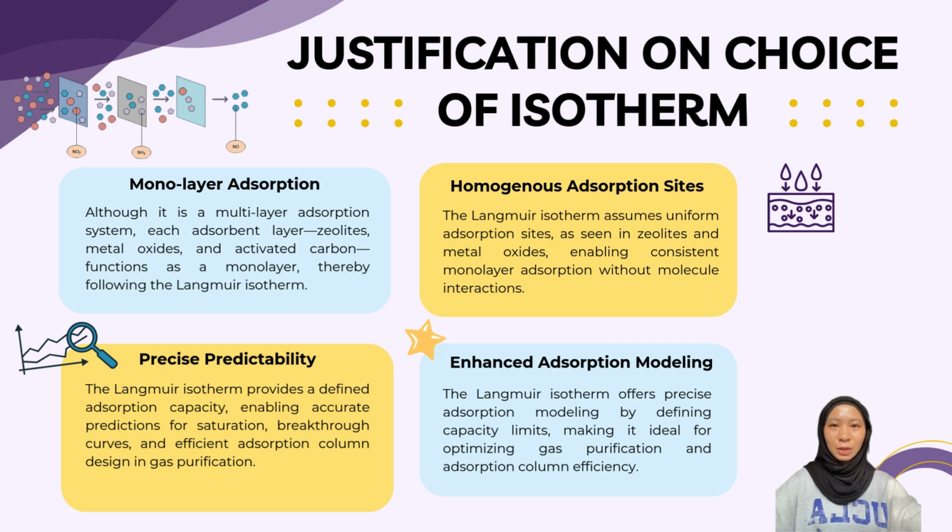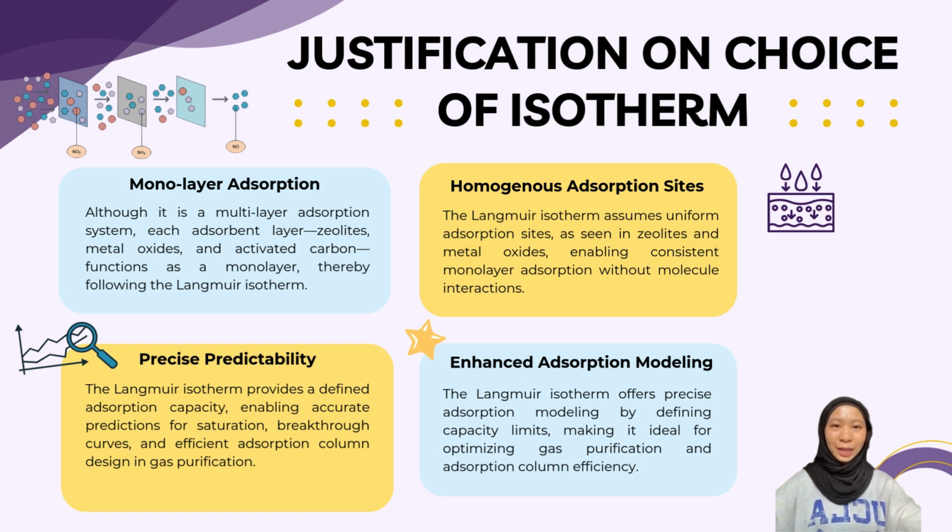The fixed bed adsorption column is designed with a multi-layer downflow configuration, a 1.3 meter bed height, and an 80% mass transfer zone for optimal adsorption. The gas flow rate of 100 ml per minute and superficial velocity of 0.3 meters per second ensure efficient gas purification. In summary, integrating the Langmuir model with a multi-layer adsorption system enhances pollutant removal, making our design highly efficient and practical for gas purification.